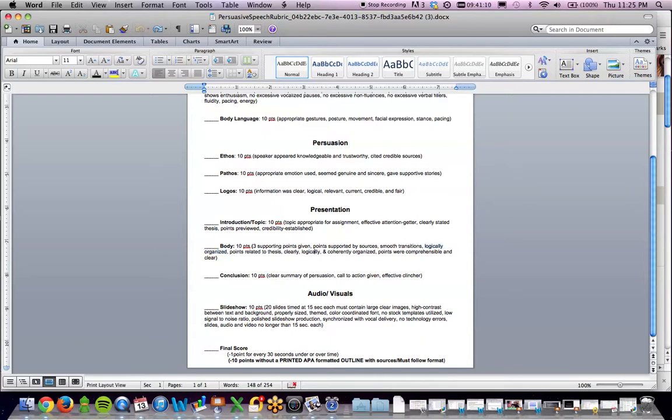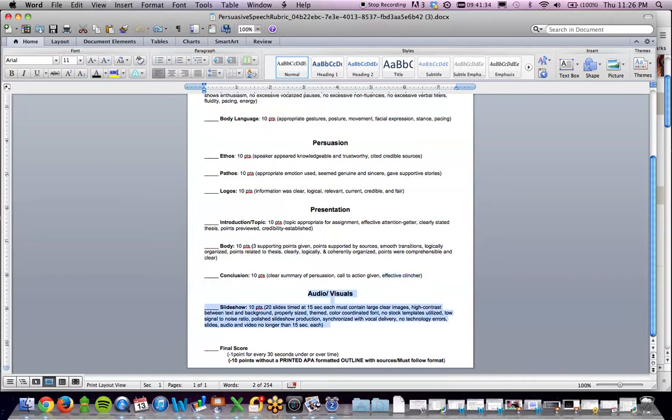Notice you'll see logic is in here a lot. I'm really listening for your argument to make sense. I want it to be organized. I want it to be coherent. Really go back to concrete and obvious. And finally, we've got that conclusion. So you want to have a clear summary. You want to have a call to action, and you want to have that effective clincher.